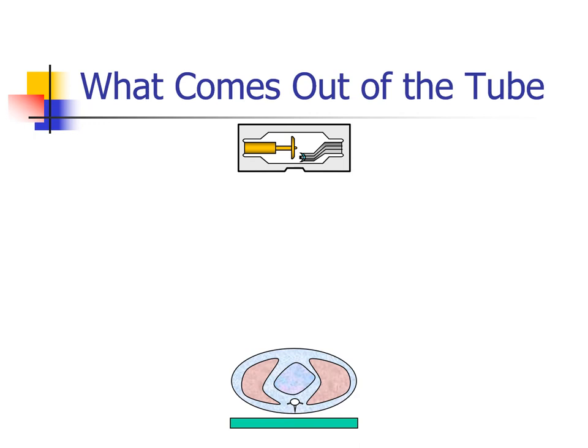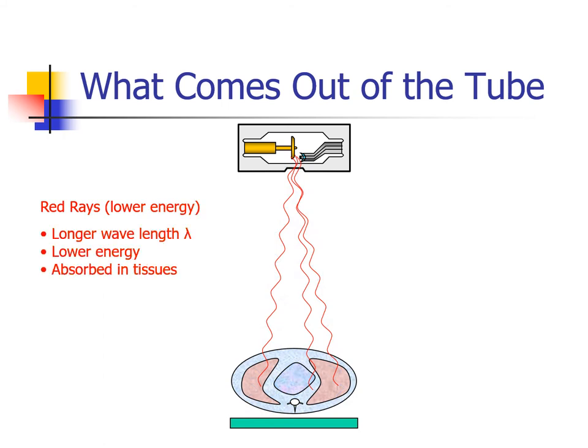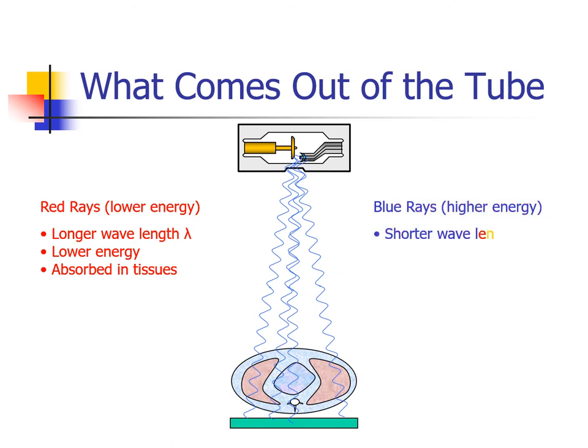Let's take a look at the problem from a larger perspective. Here we have an X-ray tube, a patient, and image receptor. The X-ray beam is emitted from the tube, and the beam is a mixture of high energy photons, which are blue, and low energy photons, which are red. The red rays have a lower energy. You will notice that they are absorbed in the patient's tissues. Few if any penetrate to the image receptor. The blue rays have a higher energy and therefore a greater likelihood of penetrating the patient's tissues and contributing to image formation.